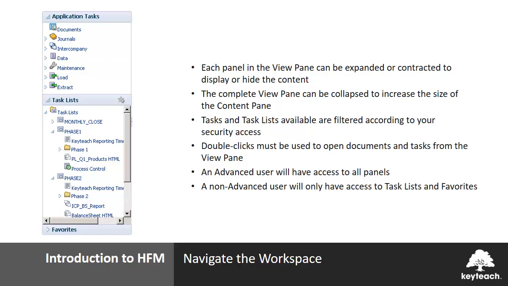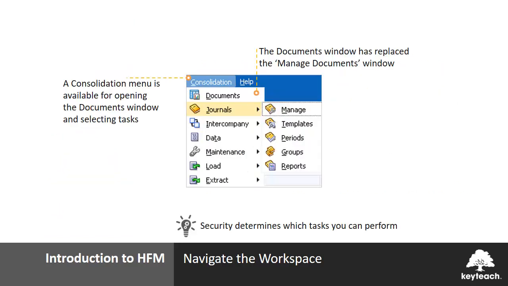When we think about security, an advanced user will have access to both application tasks and task lists. If a user is not flagged as advanced, which is a setting we'll see later in Shared Services, they only see the task lists panel of that View pane. There is also a Consolidation menu where you can access the documents and you can access all the tasks as well. And again, security determines which tasks and also which documents and folders within the documents you can access.